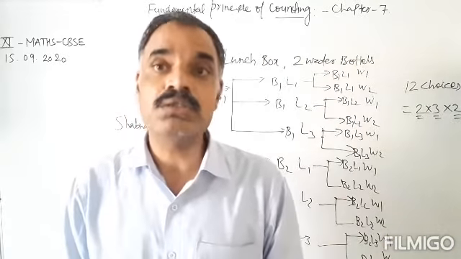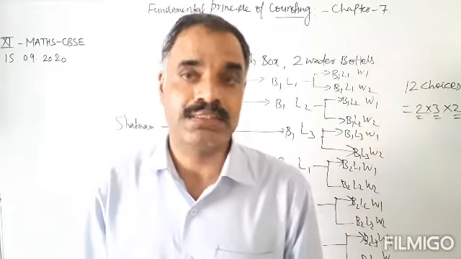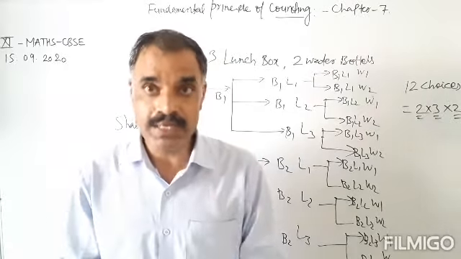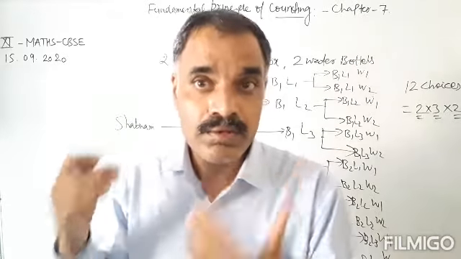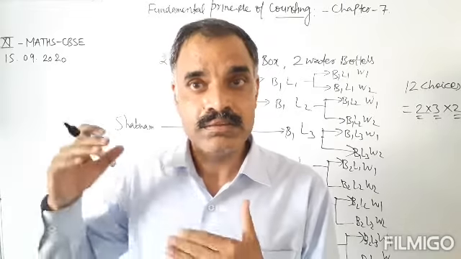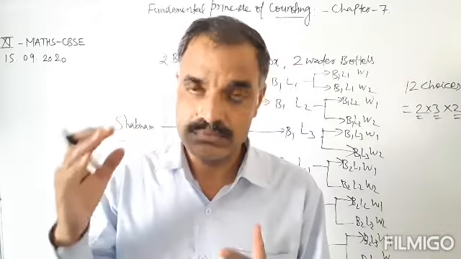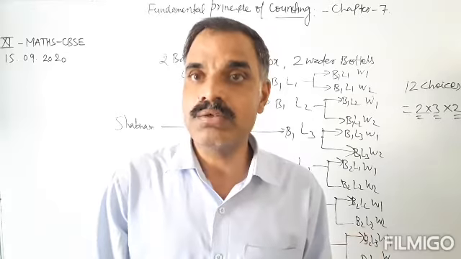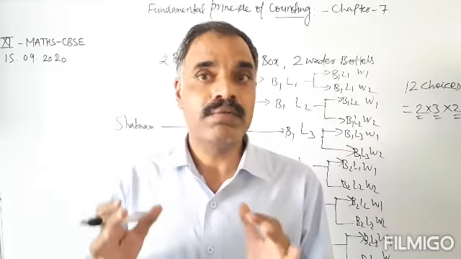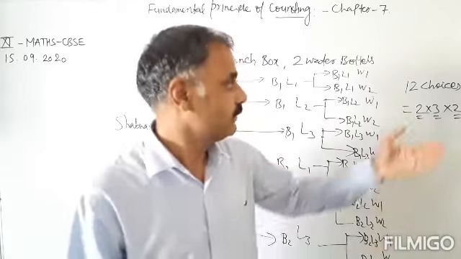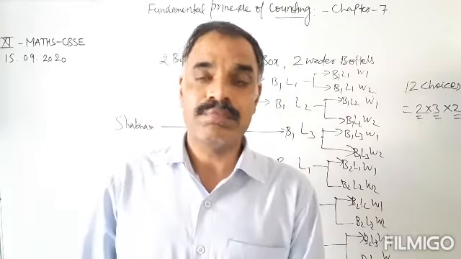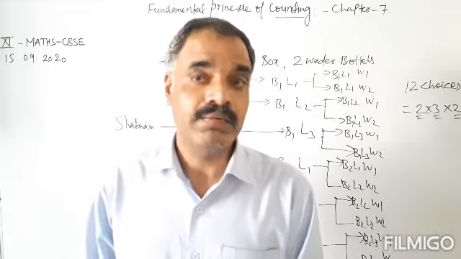So without arranging the objects, we can find the number of choices, or the number of ways, by which she can select her bag, her water bottle, her lunch box. Okay, this is said to be the fundamental principle of counting, or the fundamental principle of multiplication.